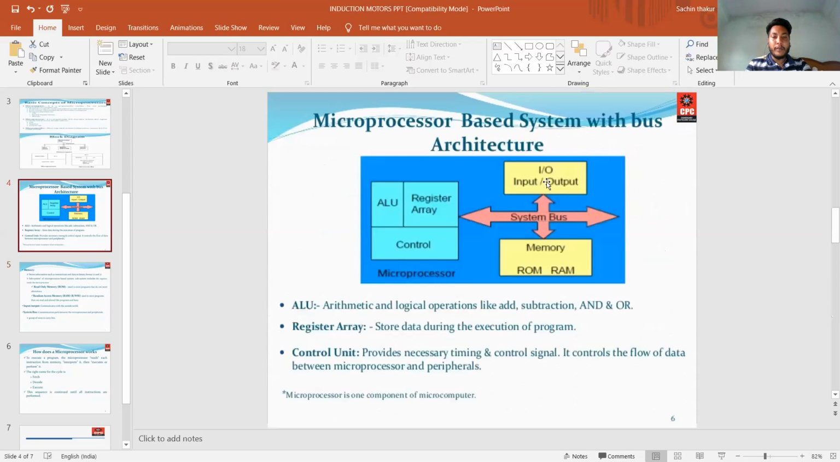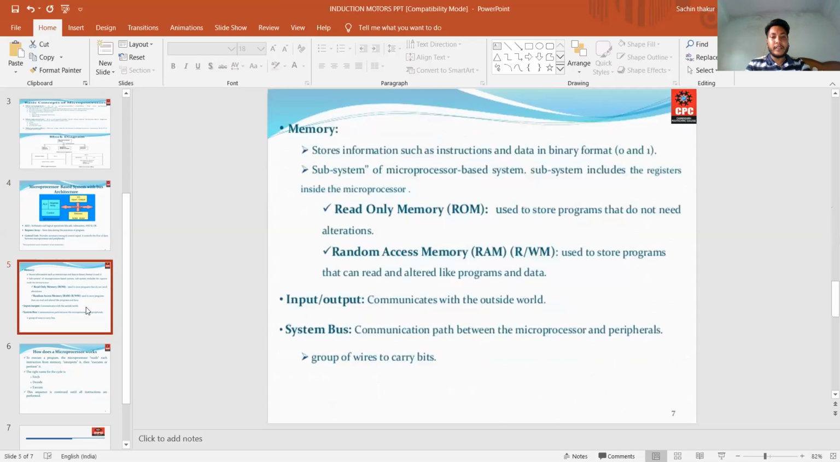Here, the input and output mainly communicate with the world. That is, what the man gives to the machine, and output goes to the peripheral. A peripheral is anything that is a machine, for example, machines and the lift. That is the output peripheral. And this is the system bus. The system bus connects the communication path between the microprocessor and the peripheral.